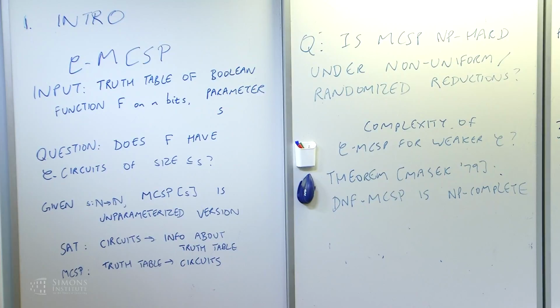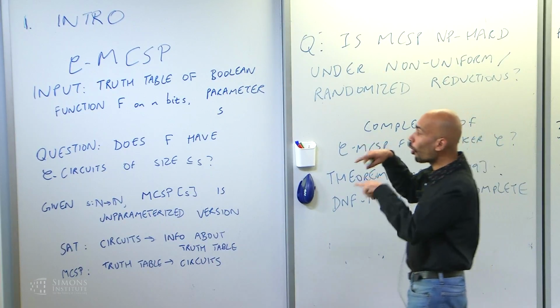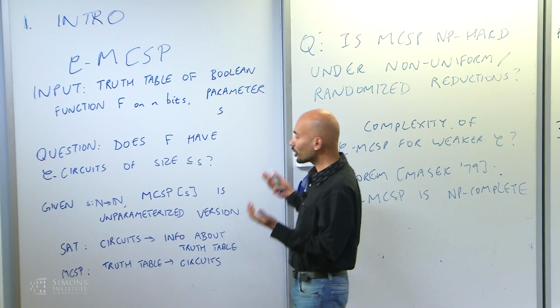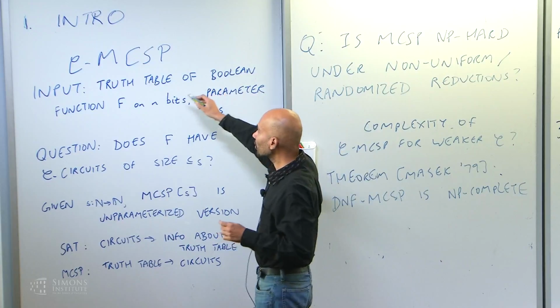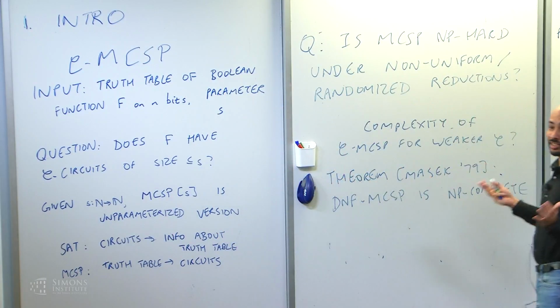Because each term of the DNF corresponds to a subcube in the Hamming cube, right? A subcube which is all ones, where you're setting some of the variables to zeros and ones, and the rest are left free. And you have an OR at the top in a DNF, which is just the union of these subcubes. So this question is really whether you can cover the ones of the string by a set of one subcubes.